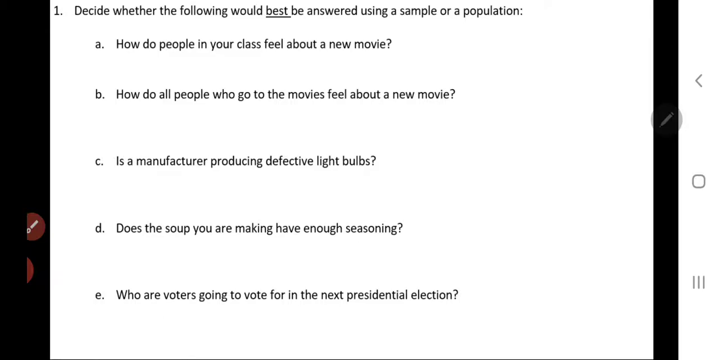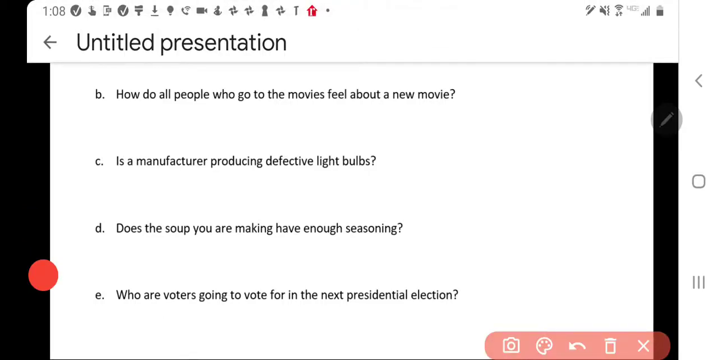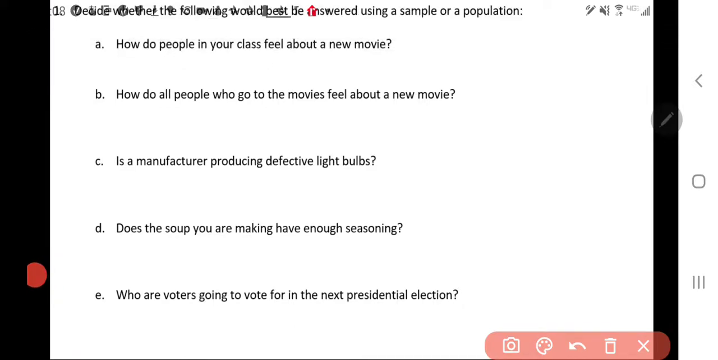So what I wanted to do is practice a few of these concepts and go over some of the definitions. In this problem right here, it's a little bit hard to read, it says we want to determine whether the following would best be answered using a sample or a population.